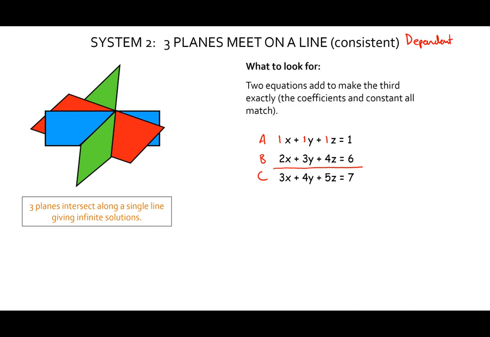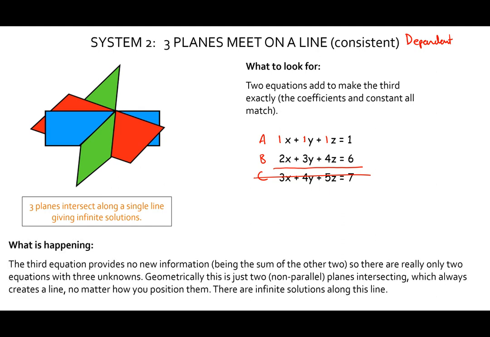So what you want to look for to determine a solution system like this is that two equations add to make the third exactly. So what that means is that this third equation here is actually redundant. It's useless. So why does it give us infinitely many solutions? Well, think about two planes meeting in space rather than three, because that third doesn't actually do anything now. We've got two planes meeting in space. Unless those planes are parallel, they must meet along a line. So no matter how we position them, we must get infinitely many solutions.